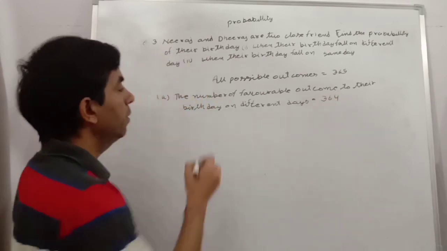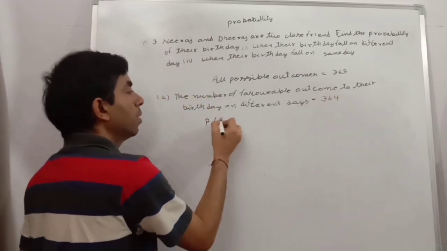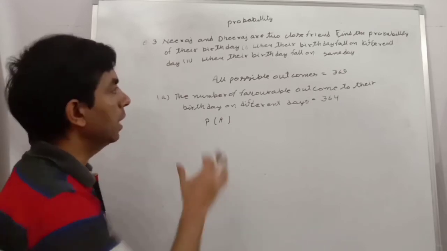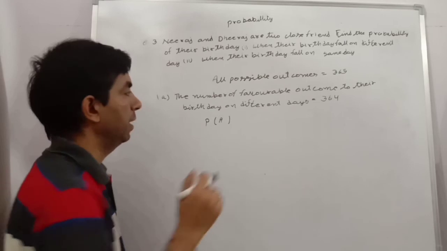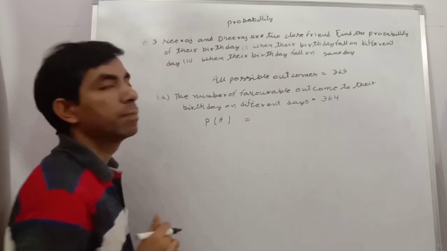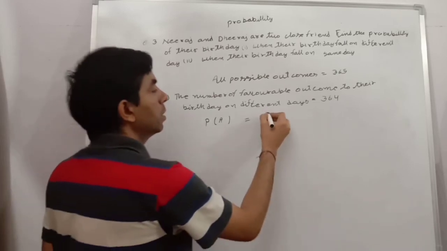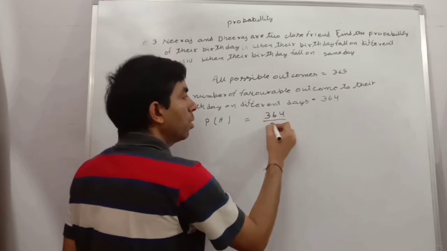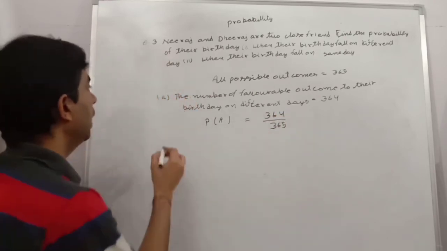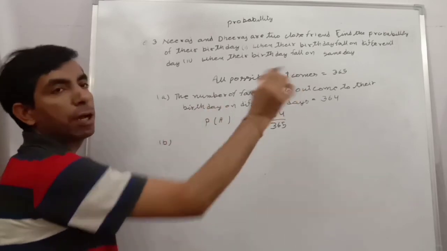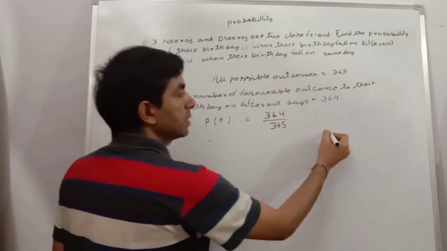364. Then we get the probability for different days. Here the language is somewhat large, so we write it by an alphabet. So for different days, the probability is 364 upon 365. It is our answer. And the second time, the number of favorable outcomes, the language is the same.